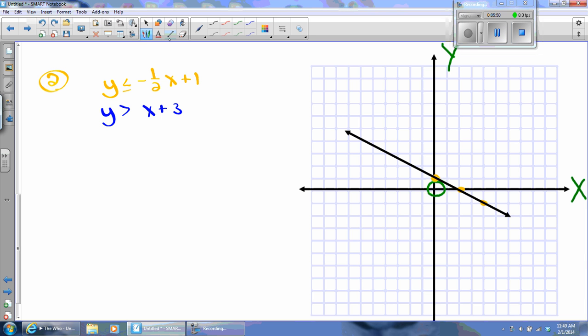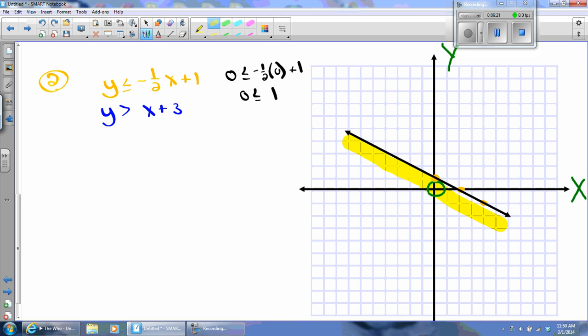Now I have to do my shading. But before I can shade, I need to use a test point. I can use the origin because the line does not go through it. So if I plug in 0 is less than or equal to -1/2 times 0 plus 1, I simplify that to get 0 is less than or equal to 1, which is a true statement. So I'm going to do some shading, and I'm going to shade beneath the line.